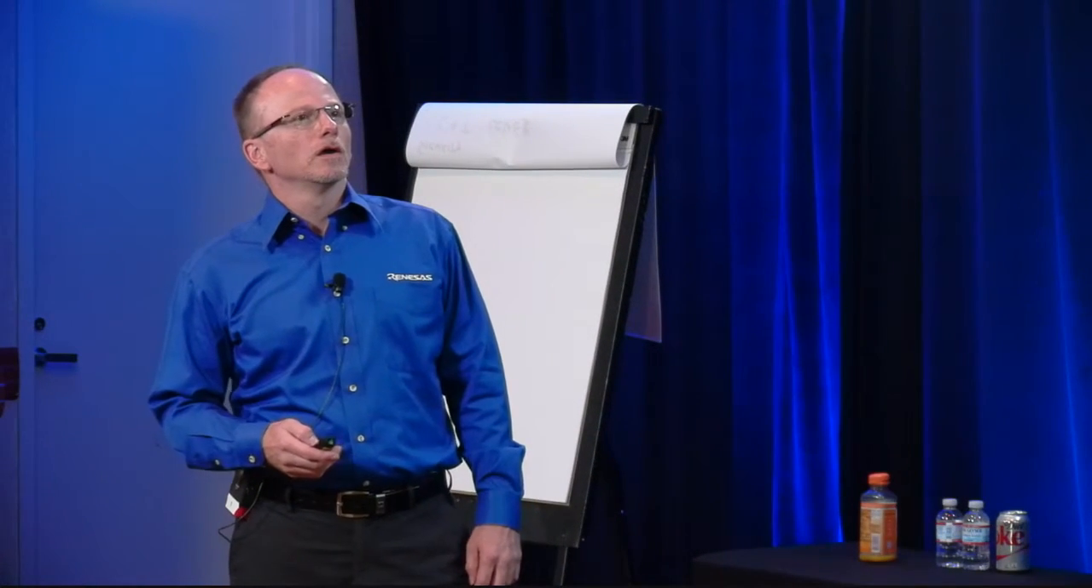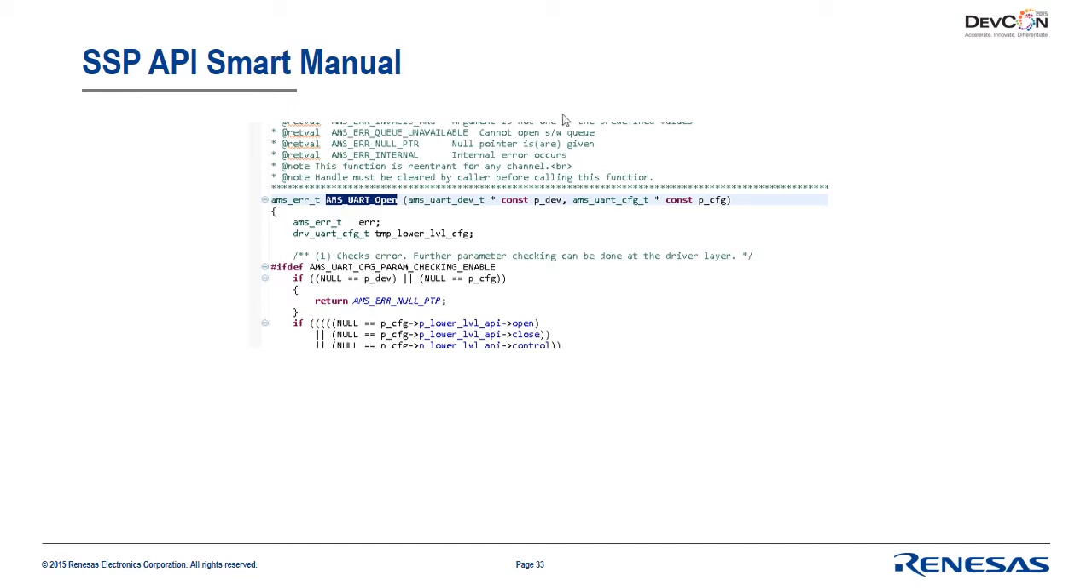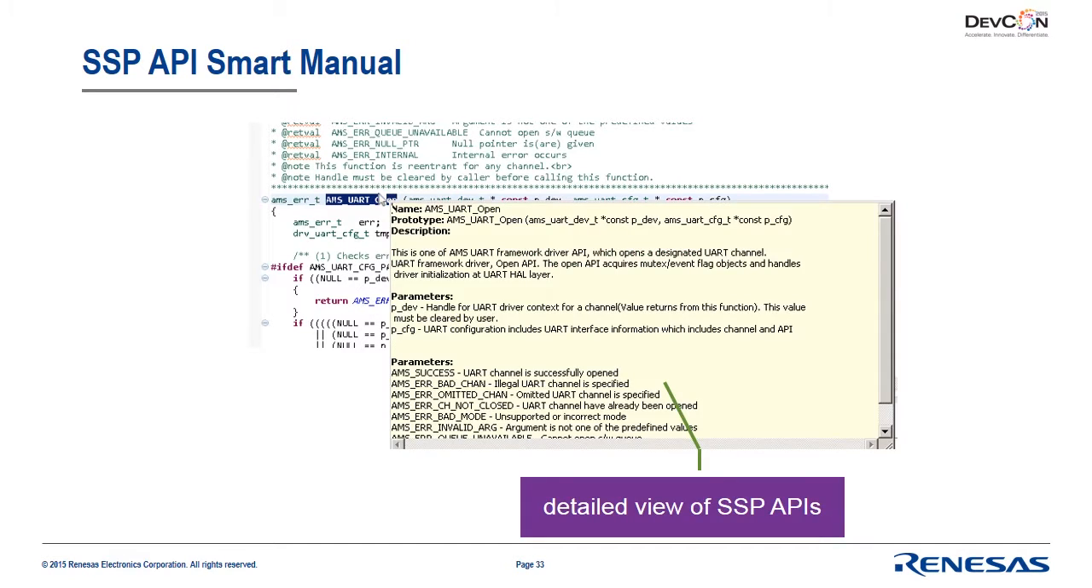Okay, so we're coming close to the end here. Just want to show you that smart manual. This is an older version of the open call, but essentially if you're in the code and hovering over an API call to the SSP, the smart manual will pop up and give you additional information about that API and that call. So you will have the name, the prototype, the parameters, and more information about this particular driver.